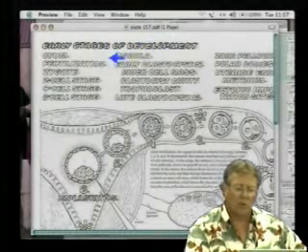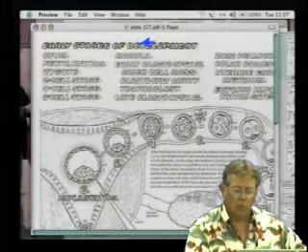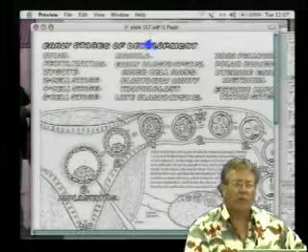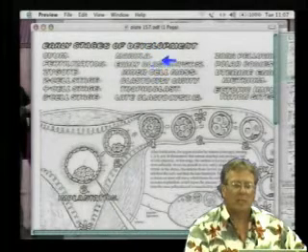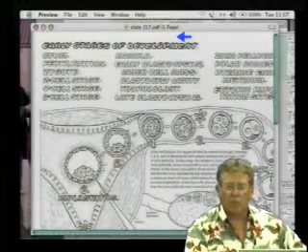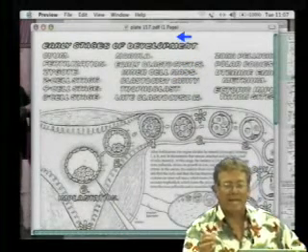So we go from the zygote to the morula, and then from the morula to a blastocyst. So this is kind of our progenitor. This is our developing embryo.